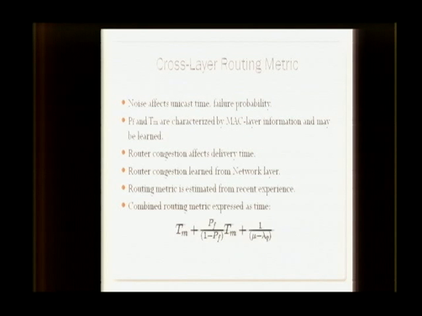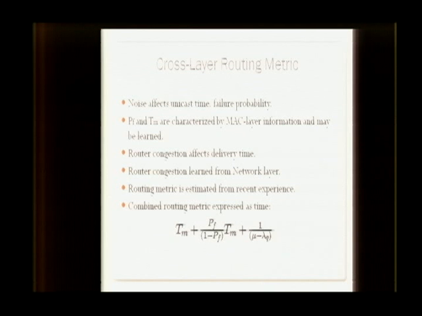So, cross-layer routing metric. Noise affects unicast time and failure probability. Again, as noise goes up, the probability of failure tends to go up. Introducing quantities: PF, the probability of unicast failure, and TM, the time to complete a unicast. They are characterized by MAC layer information, and they can be learned. What the MAC layer tells us after each transmission is that it either fails or it succeeds, just 1 or 0. That information by itself, that this one has failed and this one has succeeded, is not useful information. That's a direct perception. We now have the idea of a learning algorithm that's going to take that and turn that information into something useful.